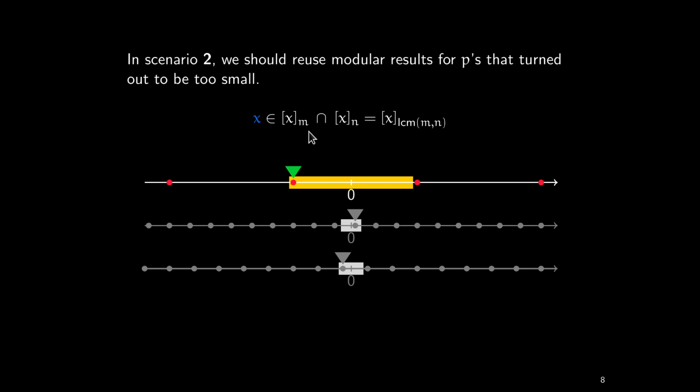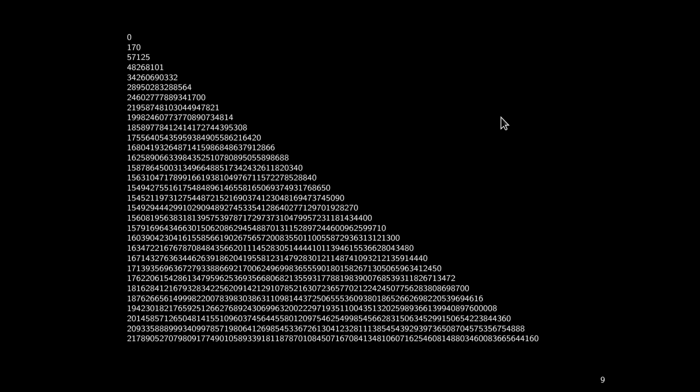So in the case when n and m are primes, the LCM is of course the product. So this is an illustration of this. Here is a number sequence that I took from some application in combinatorics.